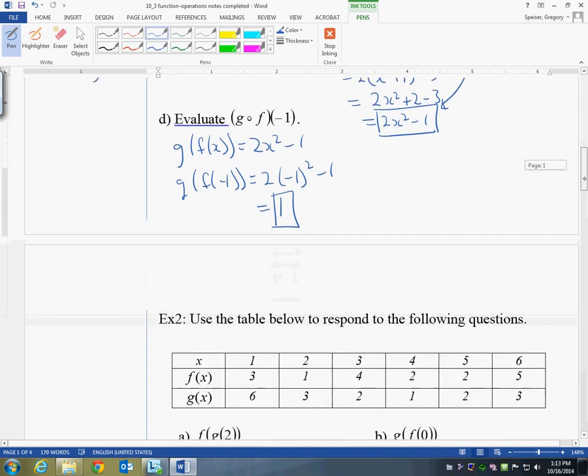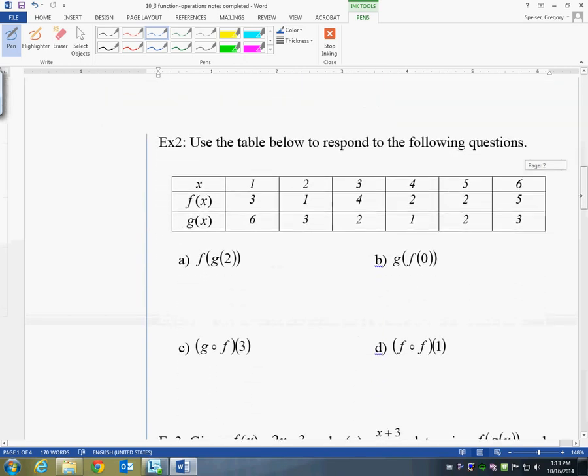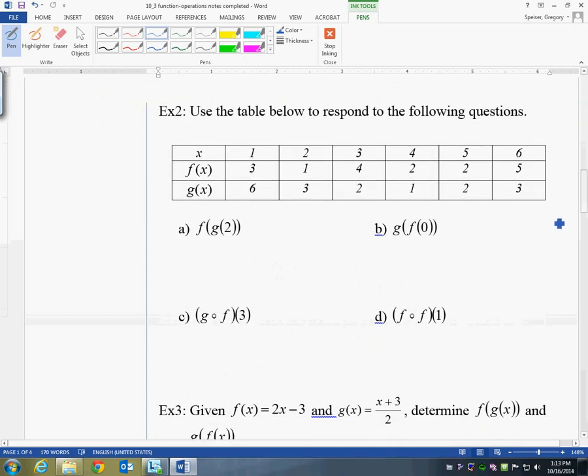Alright, moving on to the next page. Use the table below to respond to the following questions. f of g of 2. Alright, so let's just remind ourselves how this works. So x is what goes into the function, and then f of x is what comes out, and then x goes into g, and g of x is what comes out.